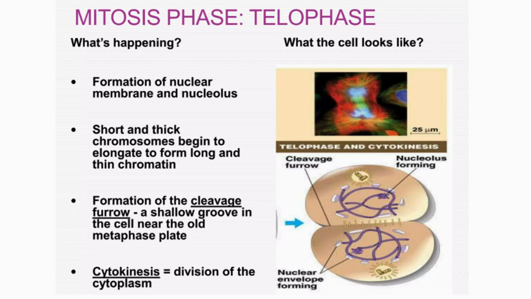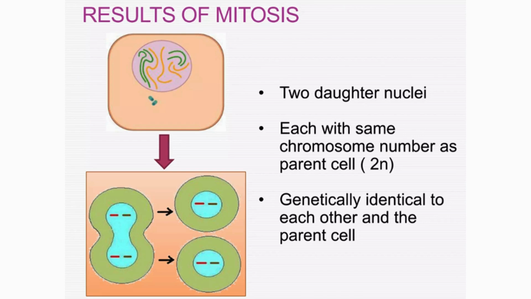So in that case all the events have occurred, and the most important event is the formation of the cleavage furrow, which you can see in the middle of the diagram. A shallow groove or a shallow nick appears in the cell near the old metaphase plate. And now the cytokinesis, which is the division of the cytoplasm, the two nuclei become separate from each other. This is the last step of the event of the mitosis, where the two cells become separate from each other. So this is the result of the mitosis.